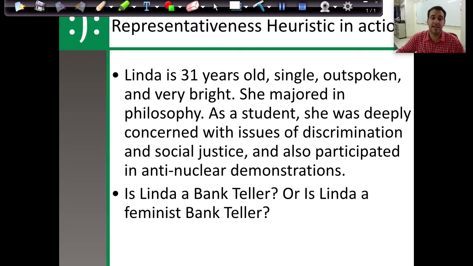Another example. Linda is 31 years old, single, outspoken, and very bright. She majored in philosophy. As a student, she was deeply concerned with issues of discrimination and social justice, and also participated in anti-nuclear demonstrations. Is Linda a bank teller, or is Linda a feminist bank teller? What is a feminist, right? This description is going to try and describe to us what a feminist actually is. So most likely you're probably going to say a feminist bank teller. You can still be a bank teller, but she's a feminist bank teller.